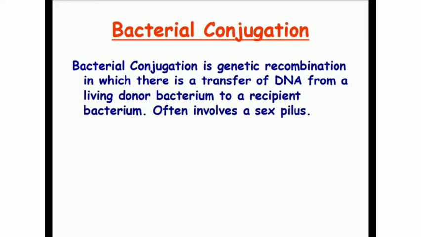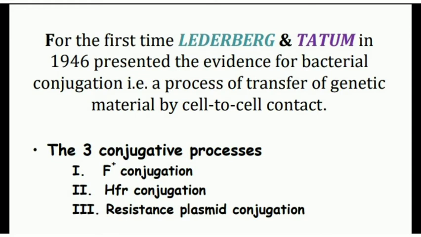Bacterial conjugation. Bacterial conjugation is genetic recombination in which there is a transfer of DNA from a living donor bacterium to a recipient bacterium, and often it involves a sex pilus. For the first time, Lederberg and Tatum in 1946 presented the evidence for bacterial conjugation, that is, a process of transfer of genetic material by cell-to-cell contact.